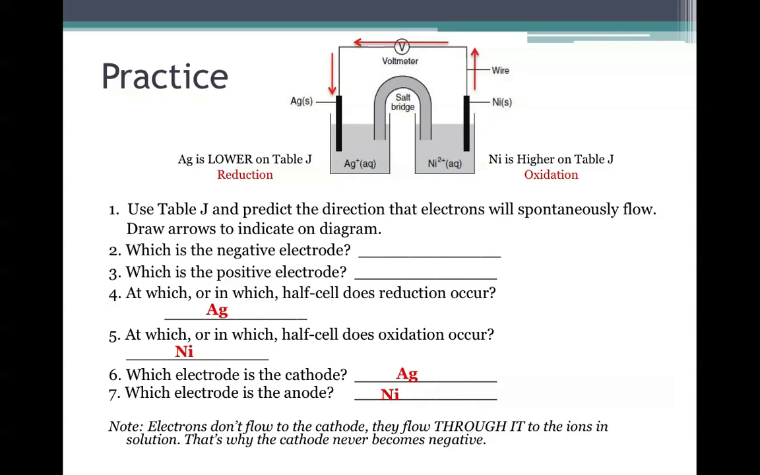And then finally, assigning our negative and positive electrode. Remember, the negative electrode is your anode, so in this case nickel, and our positive electrode is going to be our cathode, which is silver.